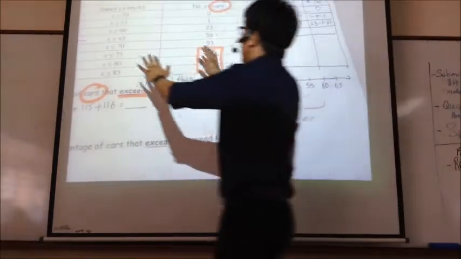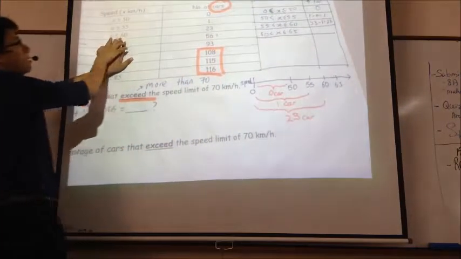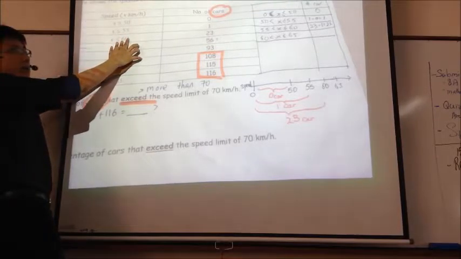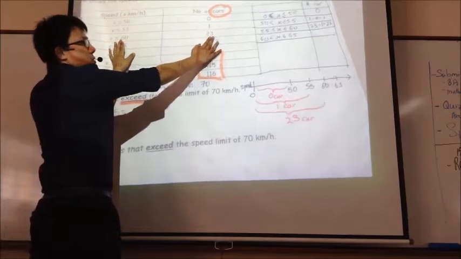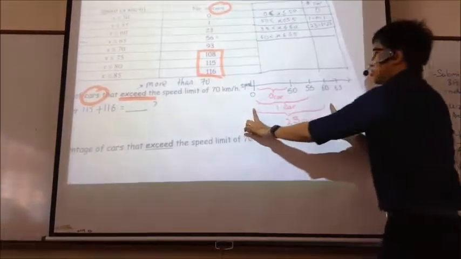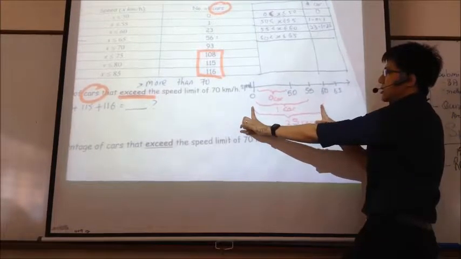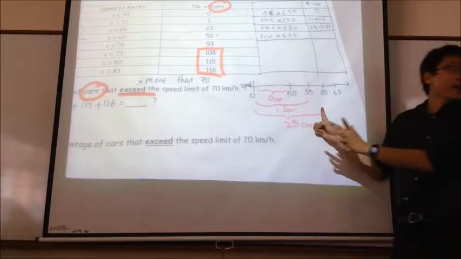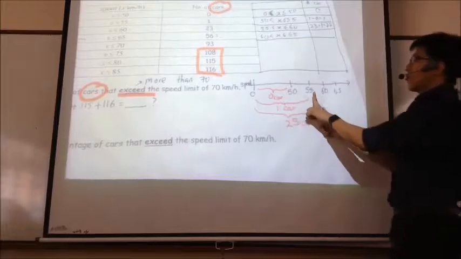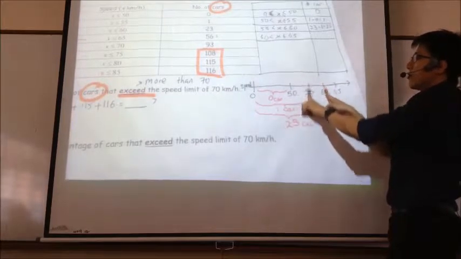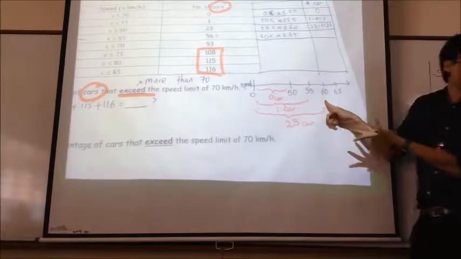Let's look at this one. Now, I wanted to focus on this one. This one means 0 to 60, and this one means there are 23 cars. So, Hanish, do you agree that from 0 to 60, there are 23 cars? My question is, 55 to 60 kilometers, how many cars is that?